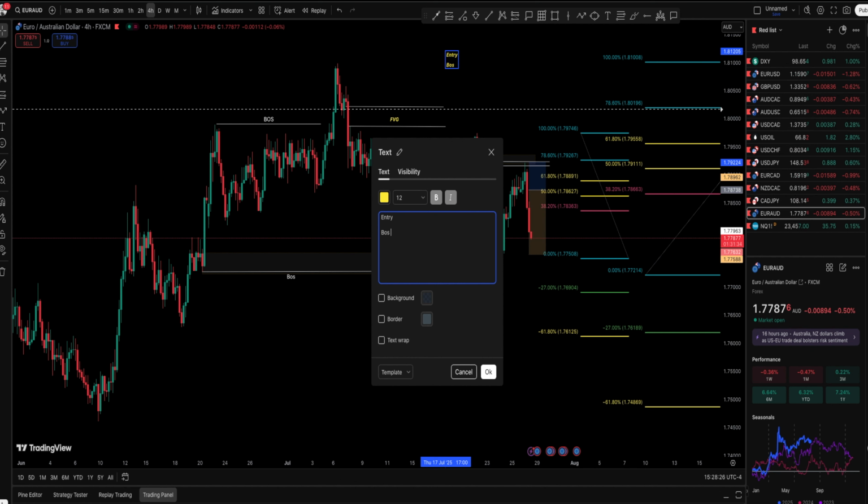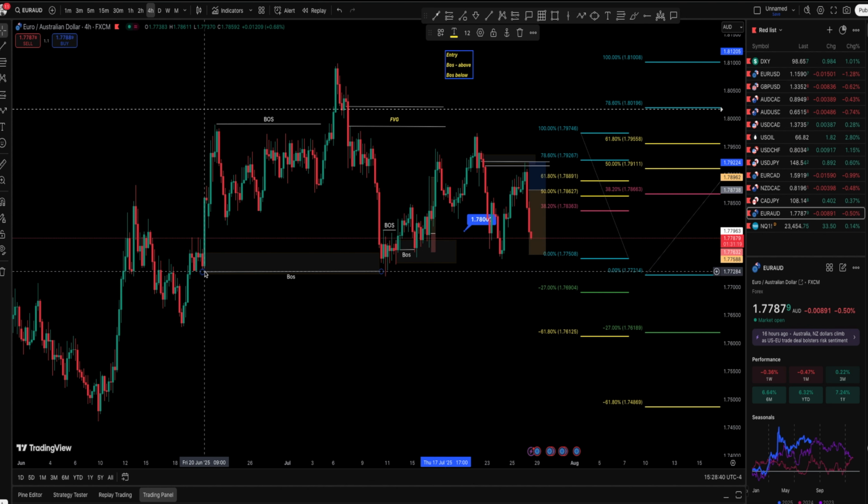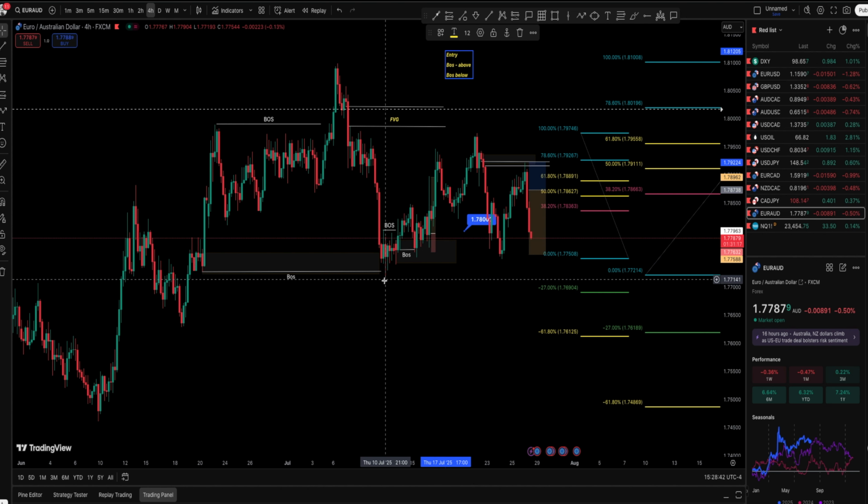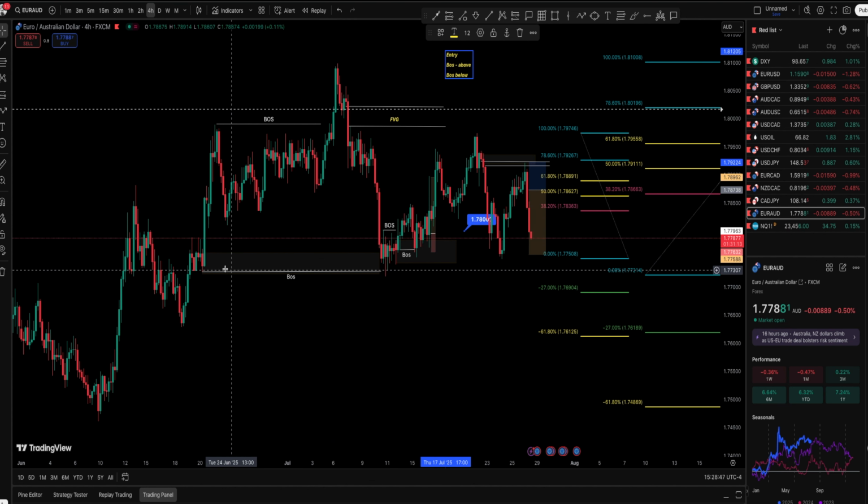BOS above. Break BOS below. There we go. Look, so it's broken out. Liquidity grab. Basically, that's what it is. That's what you're looking for.